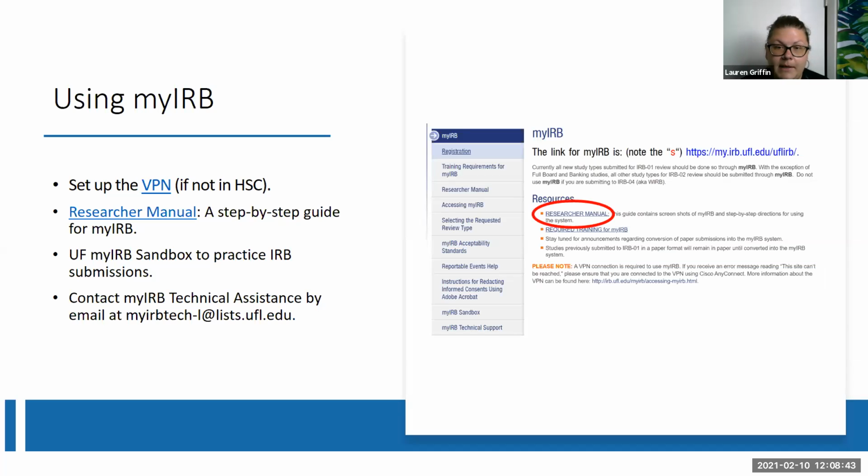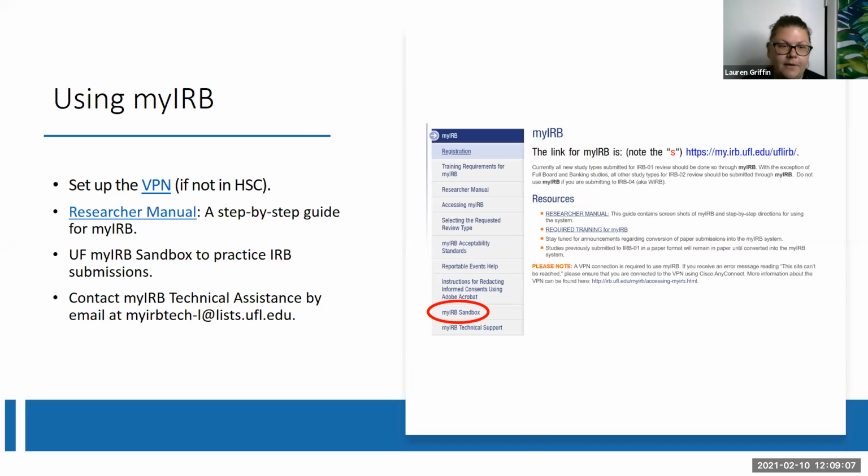We recommend that everybody take a look at the researcher manual. It's really useful. It's a step-by-step guide for going through myIRB. We have screenshots of all of the different forms. We have further information about the types of stuff that you'll be asked to do. So it's a really nice resource. It's a PDF. You can download it, save it to your computer, and refer back to it as needed.